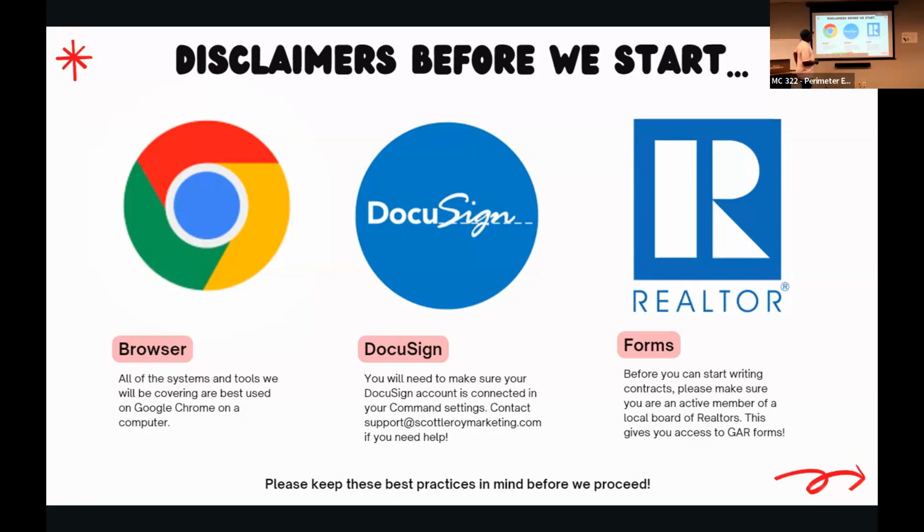Your realtor forms in DocuSign. In order to gain access, you must be a member of a board. Which board does not matter, pick your choice. In Atlanta, we have the Atlanta board, we have the Gwinnett board, we have the DeKalb board. All of those local boards, you have to pick one that then makes you a member of the state board, which makes you a member of the national board, and that is how you gain access to GAR forms. Before you can start writing your contracts, you have to be a member, and that gives you access.